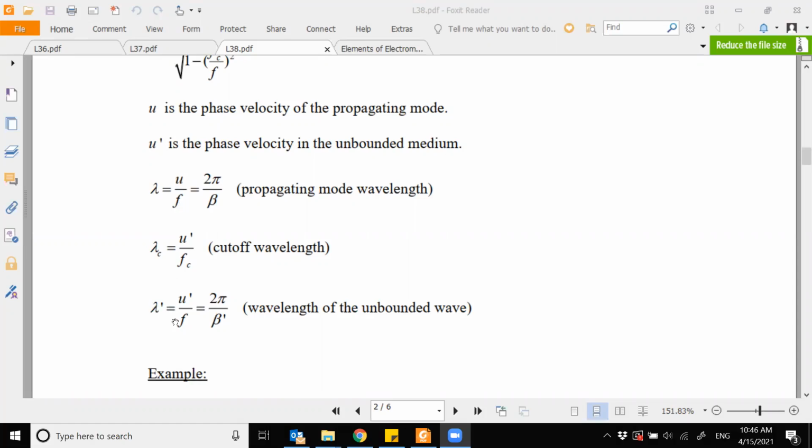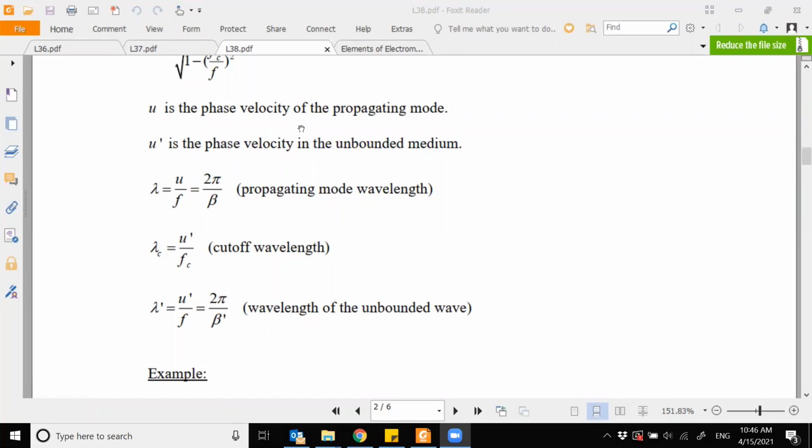Okay. Now for the unbounded medium it is this one. Lambda dash is u dash over f. Here u dash is the phase velocity of the unbounded medium, and beta dash is the phase constant of the unbounded medium. That will give me the unbounded medium's wavelength.